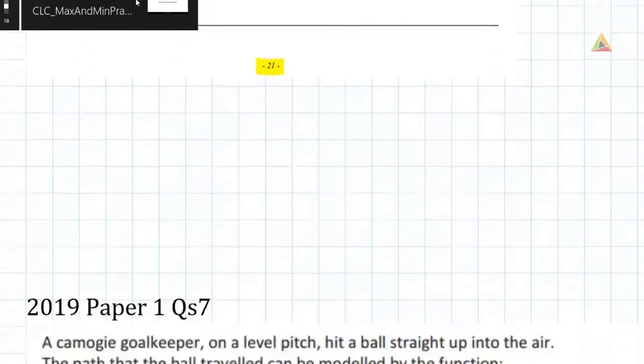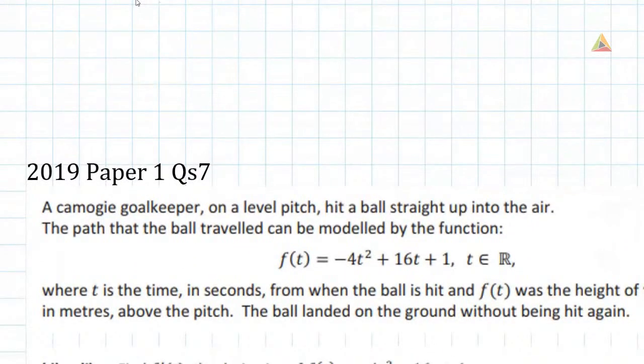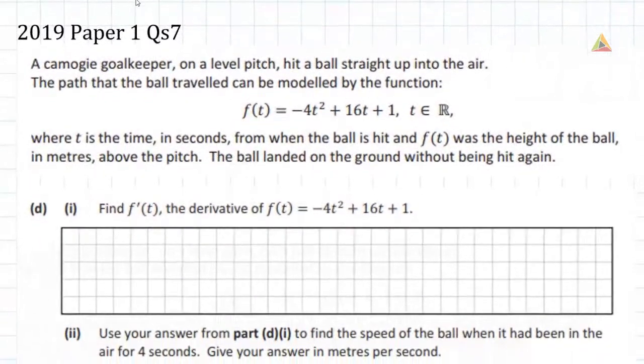So to get started on today's work then, the first question we're going to look at here is 2019 paper 1 question 7, and just part D of this. So this says a camogie goalkeeper on a level pitch hit a ball straight up into the air. The path that the ball travelled can be modelled by the function f of t goes to minus 4t squared plus 16t plus 1, where t is an element of R, so it's a real number, where t is the time in seconds from when the ball is hit, and f of t was the height of the ball in metres above the pitch. The ball landed on the ground without being hit again.